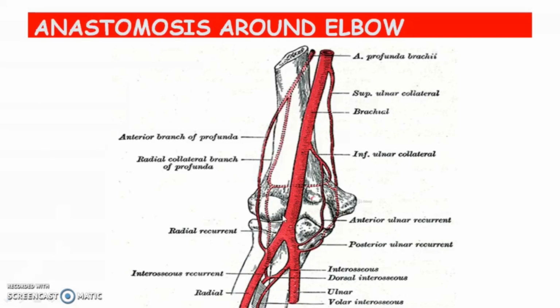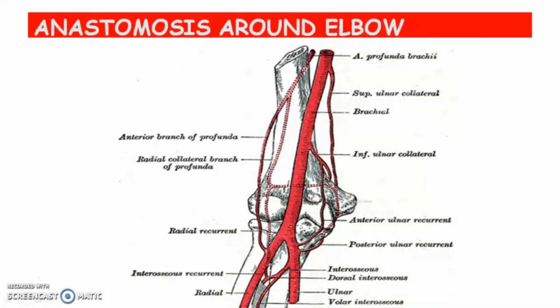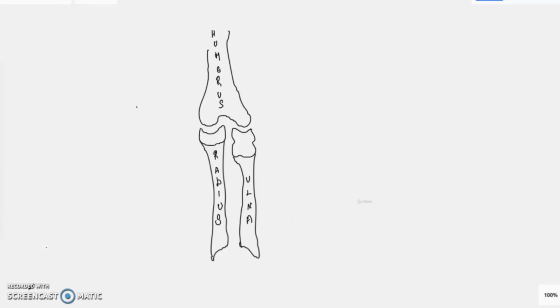So in this way, anastomosis is happening around the elbow, medially and laterally. Now we will move on to an image showing this in an easier, simpler way. So now we will see the diagrammatic representation of the elbow anastomosis, where we will have the brachial artery, radial artery and ulnar artery anastomosing with its branches. So in front of the elbow joint we will have this type of anastomosis.